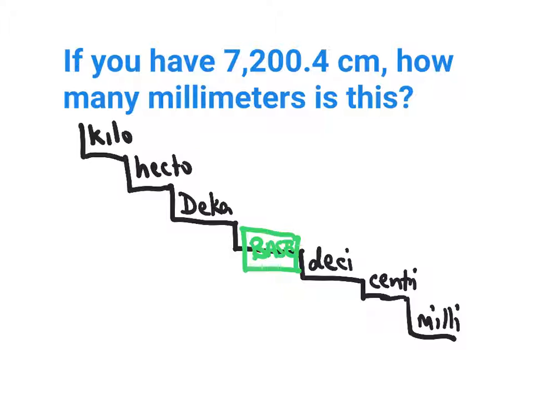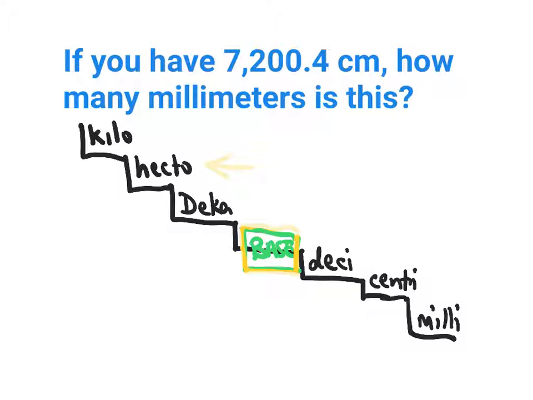Your base unit starts right here on this middle stair, and that would be your units that don't have prefixes. So meter, gram, liter, these are your base units without prefixes. As you go up the stair, in this direction, the units actually get bigger. So deca is 10 of whatever your base unit is, hecto is 100 of whatever your base unit is, and kilo is 1,000. You probably know this because you've seen kilograms be 1,000 grams or kilometers be 1,000 meters.